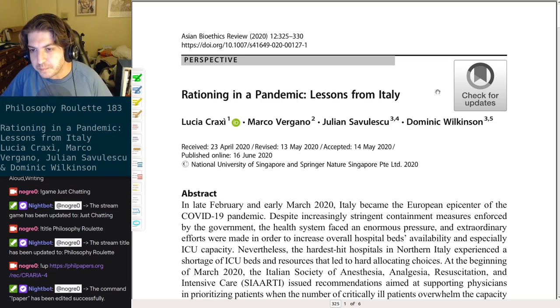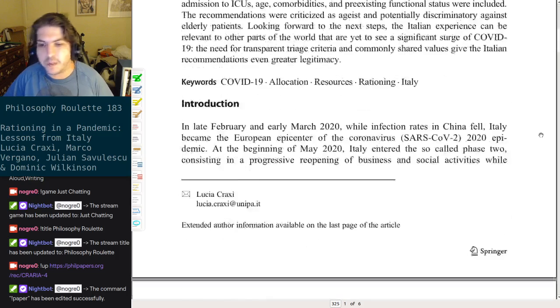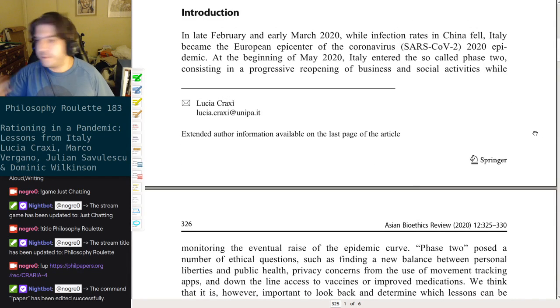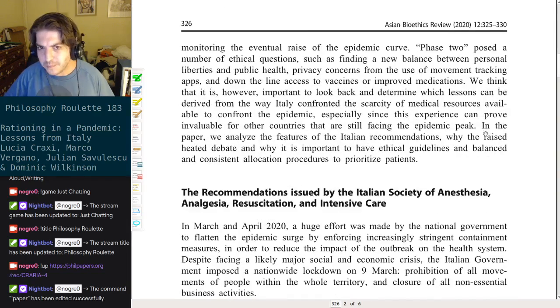Okay. Rationing in a pandemic: Lessons from Italy. Here we go. In late February and early March 2020, while infection rates in China fell, Italy became the European epicenter of the coronavirus SARS-CoV-2 epidemic. At the beginning of May 2020, Italy entered the so-called Phase 2, consisting in a progressive reopening of business and social activities while monitoring the eventual rise of the epidemic curve.